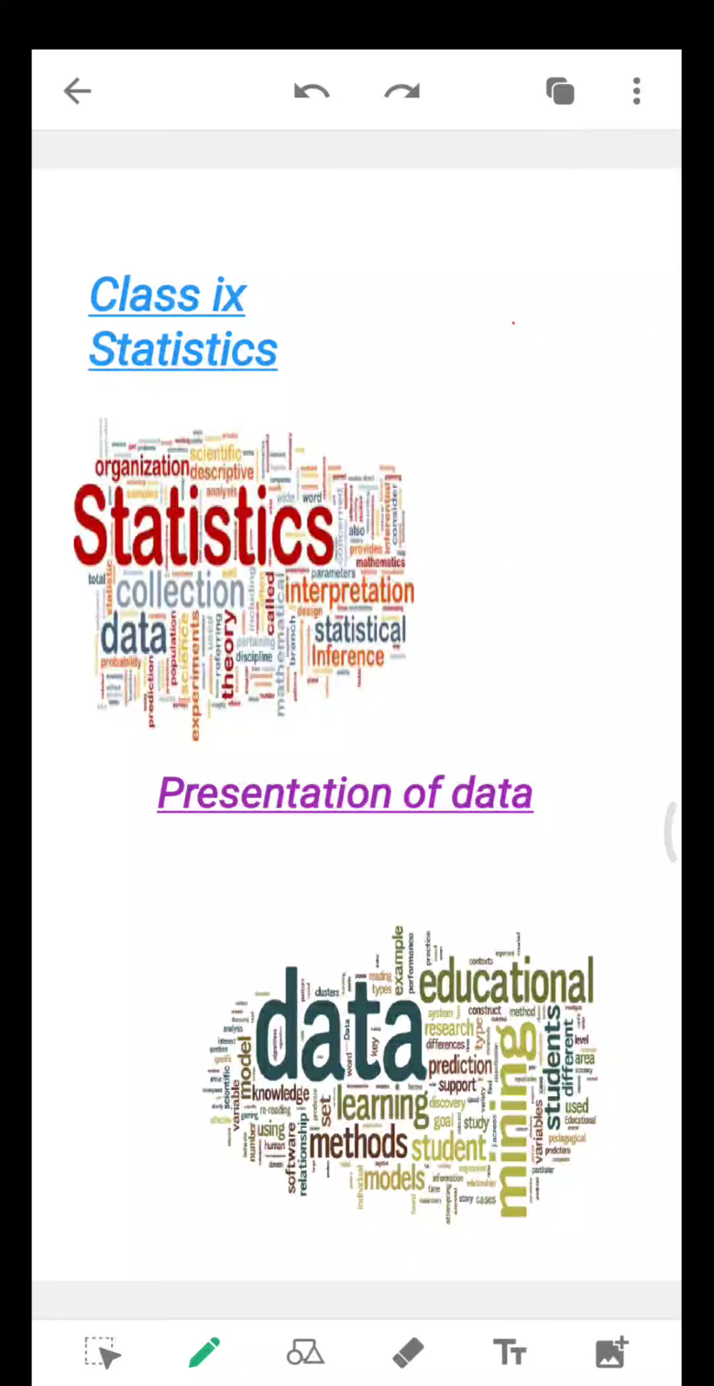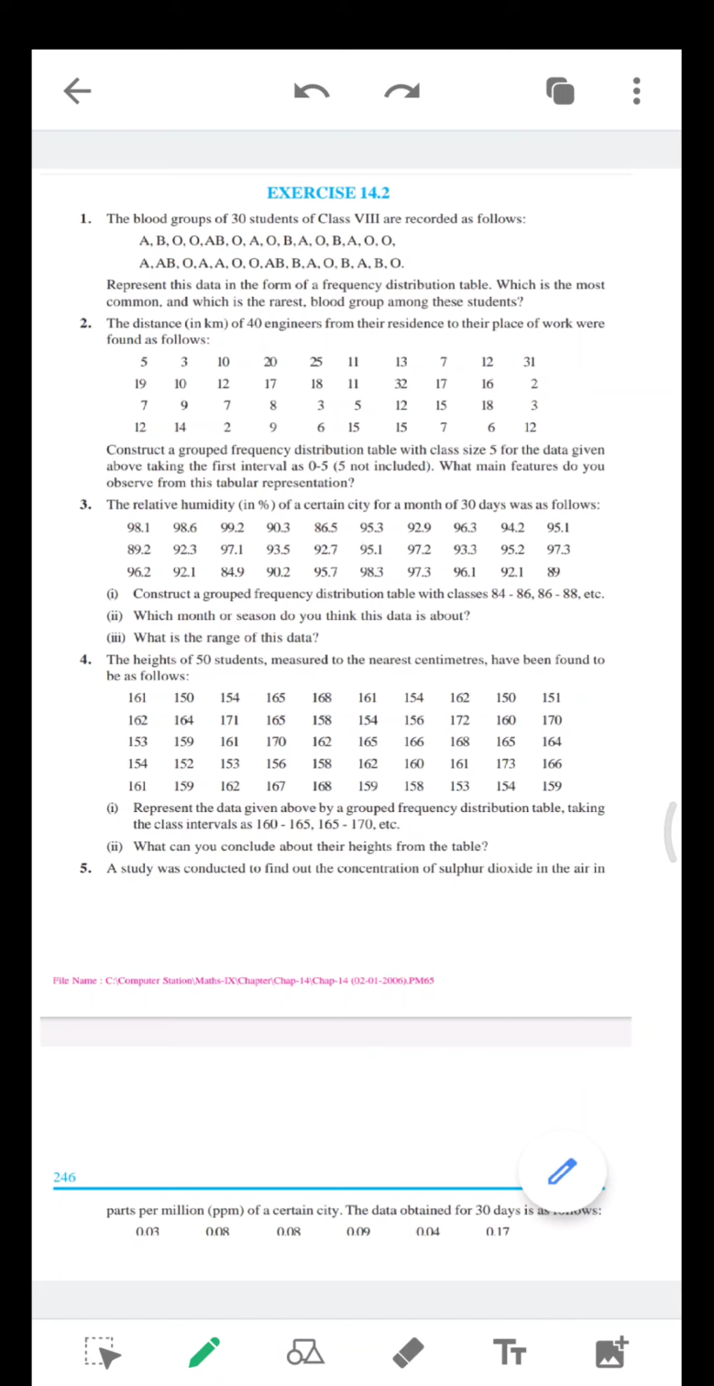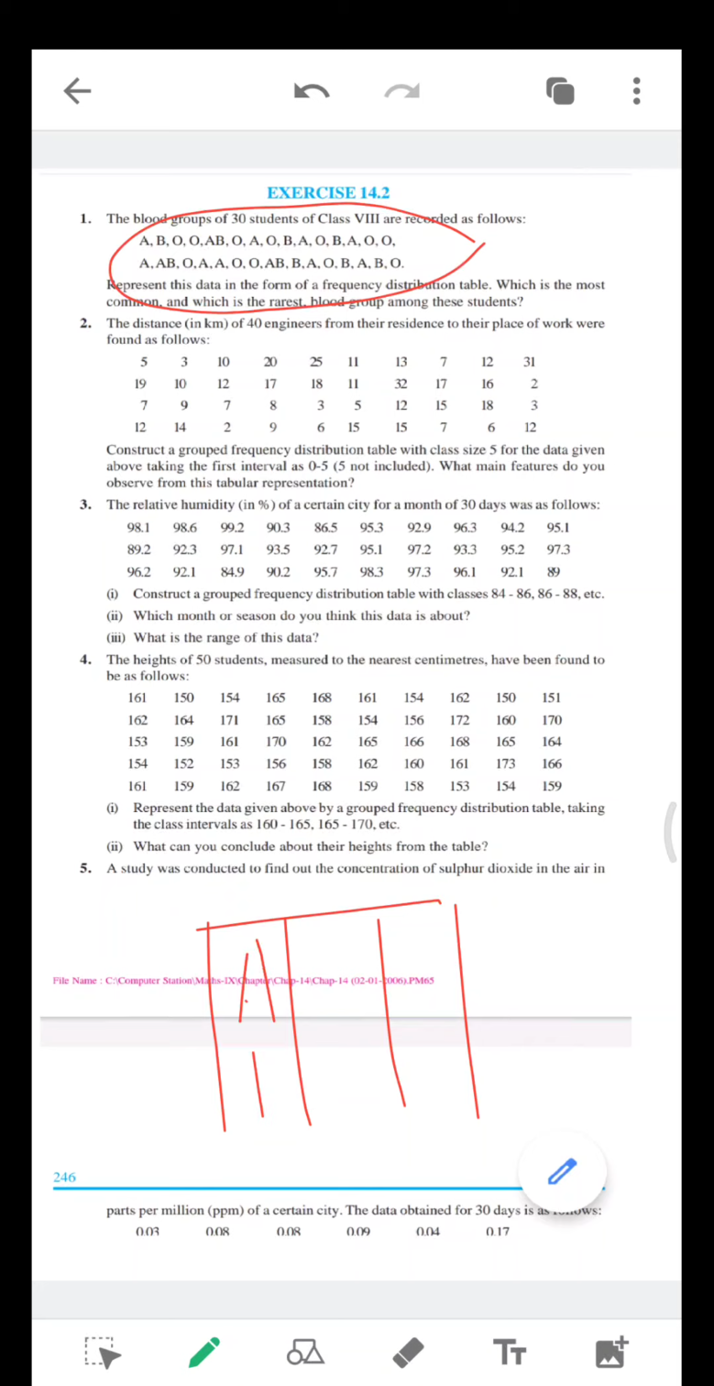Welcome back everyone. In today's session we are going to see the fourth step, that is presentation of data. How we present the data. In previous sessions we have seen how we collect the data. We collected different blood groups, then we made a frequency table for those by using tally marks.